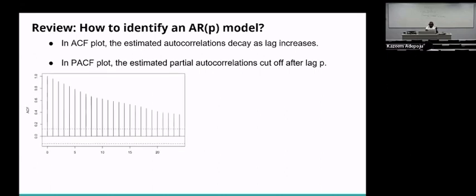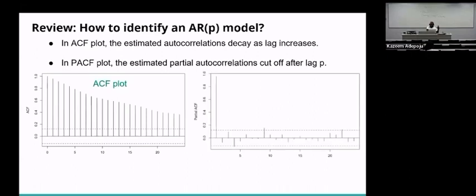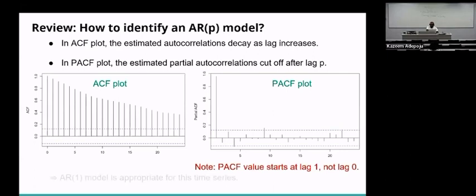Now, this is the ACF plot, and this is the partial autocorrelation plot. Take a look at that. You can see the PACF value here actually cuts off at lag 1, not at lag 0. If that is what I have, it is an AR of order 1, and because of that, we say AR of order 1 is appropriate.